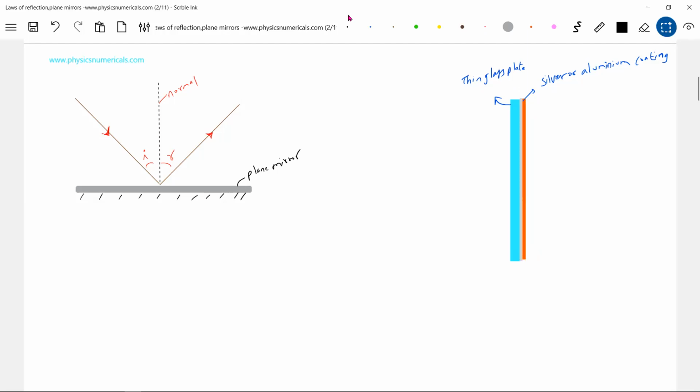Now, who is the reflector? The reflector is a thin glass sheet. Why is the thin glass plate taken? Glass is a transparent material. The silver or aluminum layer is the reflector. To avoid scratches on the silver or aluminum layer, we go for red oxide coating.